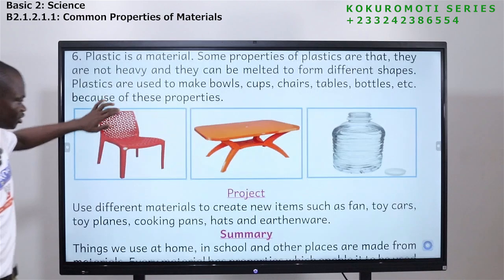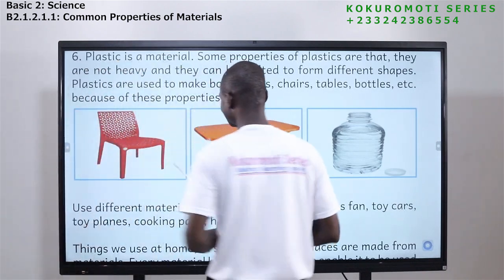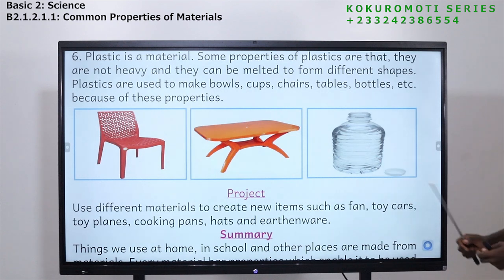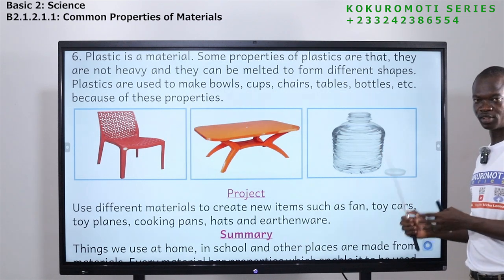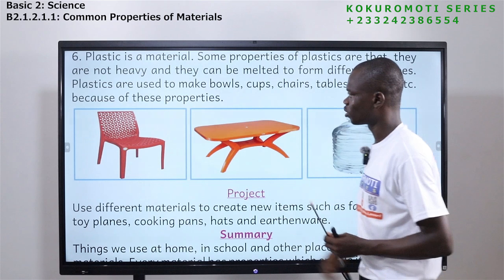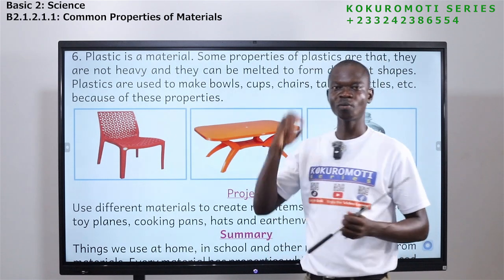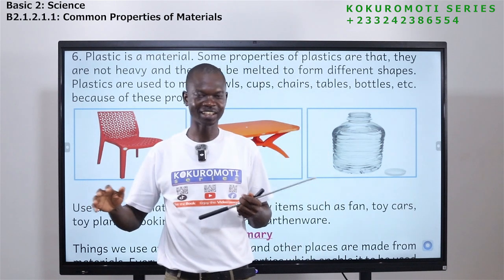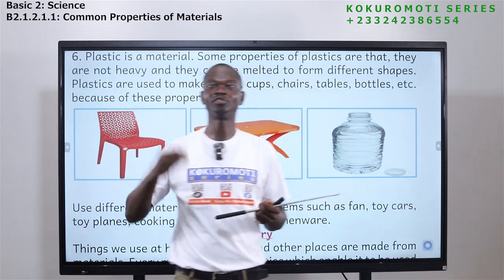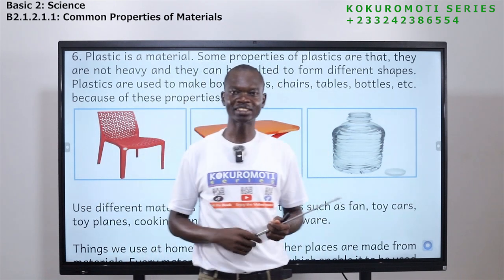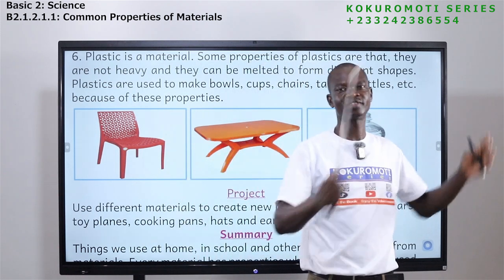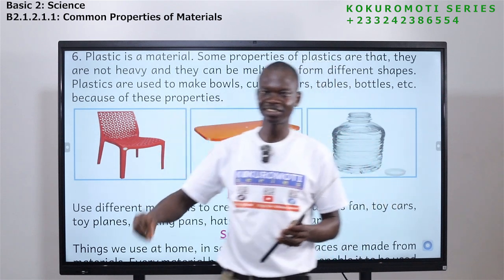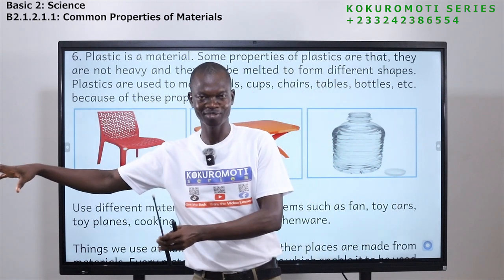So because of that, you see these things here, these items. This is a plastic chair, a plastic table, and then this is what? A container. You understand it? These are all made from what? Plastics. So the materials that we have seen, they are all special, they are all unique because of their properties, and because of that, we use them to do different things. The properties determine what they are good for.